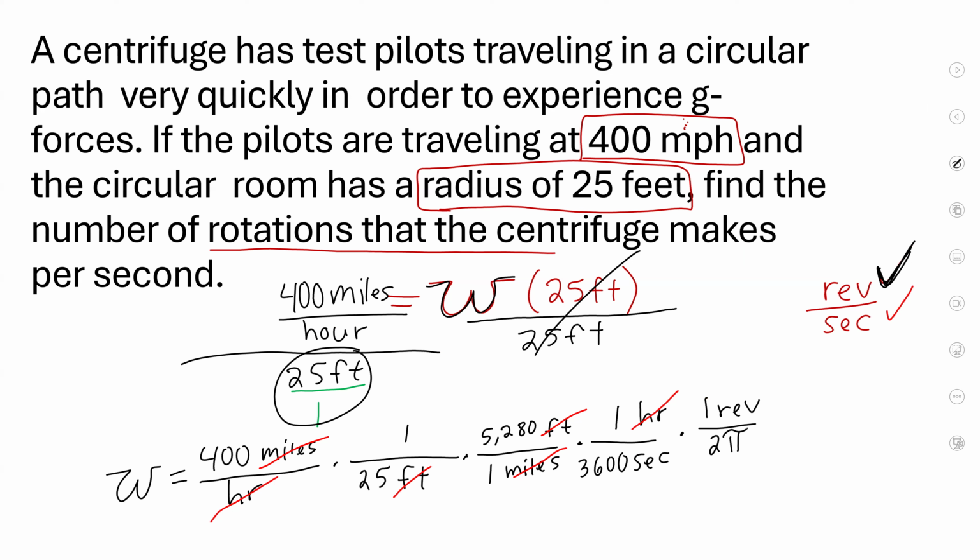So I have all of my units that I want. The only thing in the numerator is rev, and the only thing in the denominator is seconds. That's the unit that I wanted. Now we're going to multiply everything on the top and divide by everything in the denominator. Your answer is 3.735 revs per second.